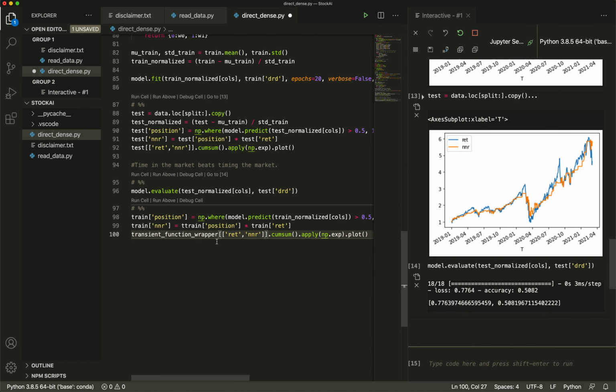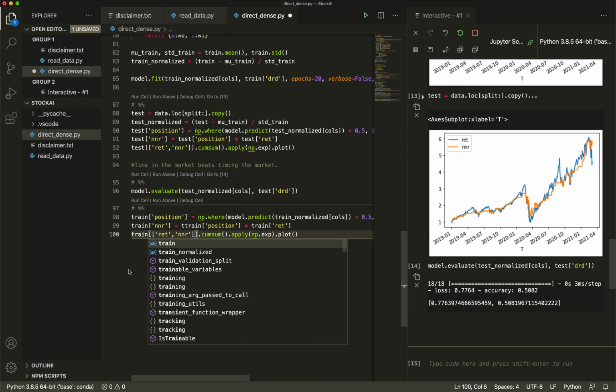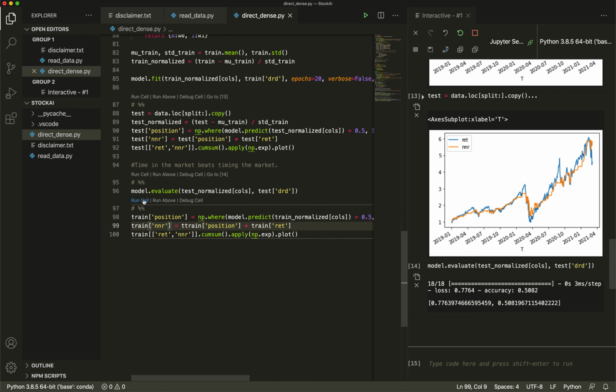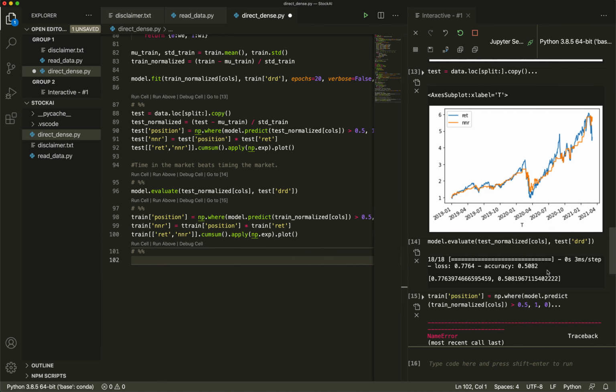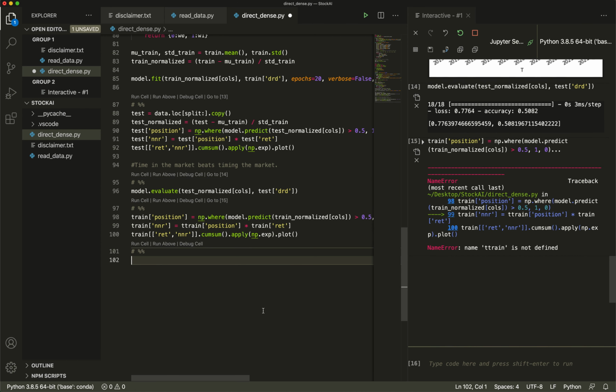Oh, come on. It gives me this very long code. Right, so now let's run this piece of code and see what's going to happen. Where did I? Oh, okay. Typo here.